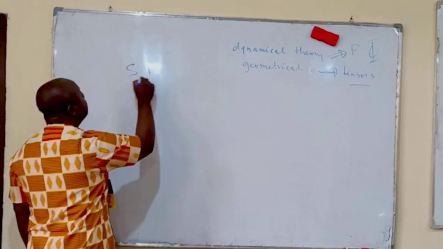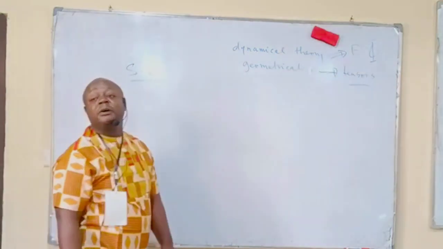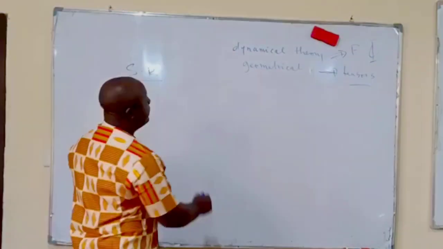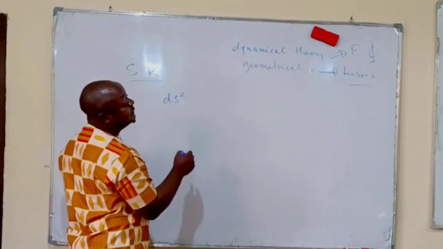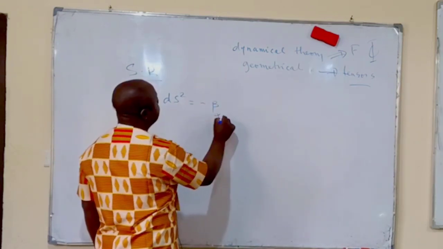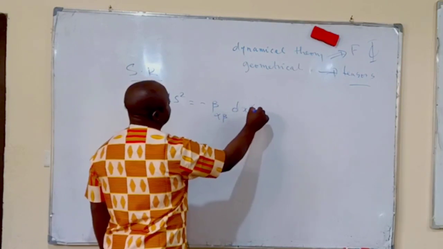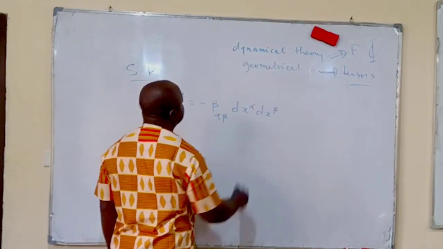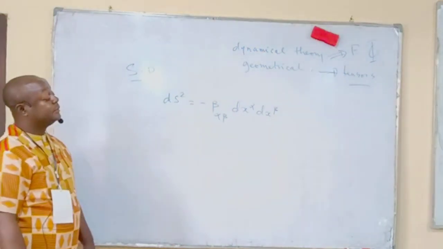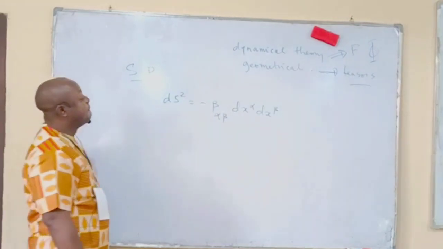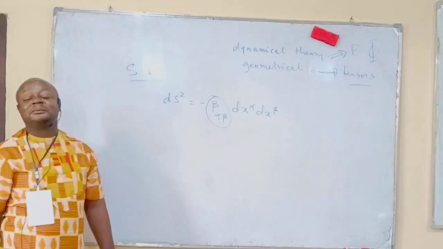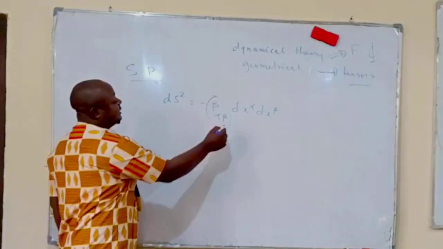Special relativity is Einstein's theory of electromagnetism. And the line element in special relativity is of this form. So this is a tensor of rank 2.